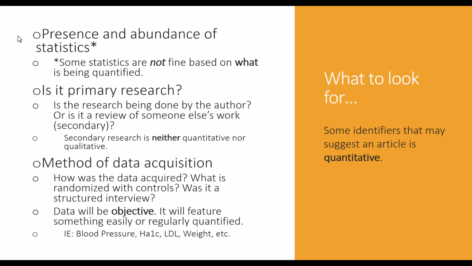Before we search, let's remind ourselves what to look for when we're looking for quantitative research. First, there should be the presence and abundance of statistics, and we want to actually check what is being quantified. Second, is it primary research? Is that research being done by the author, or is it a review of someone else's work? Because secondary research alone without other factors is neither quantitative nor qualitative. There are other factors that we need to be investigating.